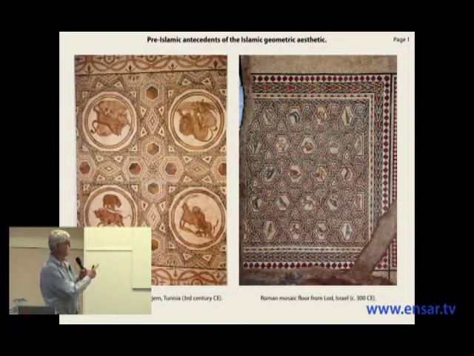These are some Roman mosaics. And on the left is a fourfold pattern, and on the right is a 3- and 6-fold pattern, an isometric pattern and an orthogonal pattern. And you can see clearly similarities to later Islamic work.